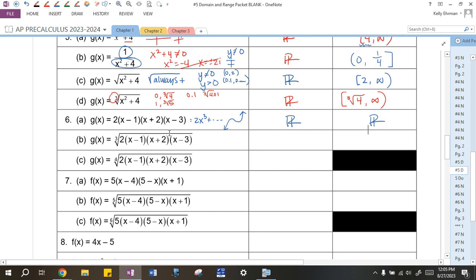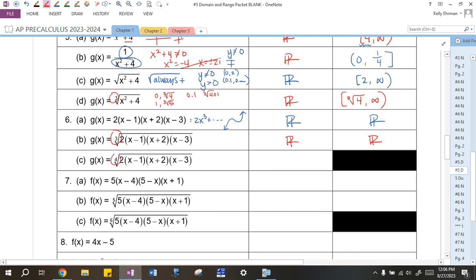Well, what if I cube root that? Cube roots are allowed to be taken of positives, negatives, or 0, so it doesn't change my domain. And that still allows the range to be anything as well. You could have a tiny y value, you could have a 0 y value, you could have a huge y value.